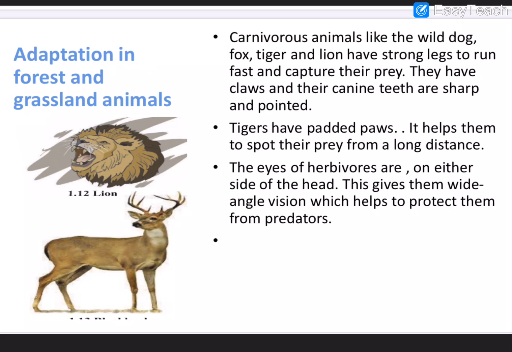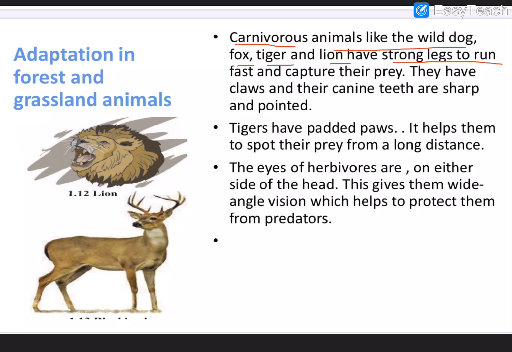Next we are going with the adaptation in forest and grasslands. In the case of plants, we have discussed adaptation in forest and grasslands, but here we are going to discuss the animals. So the carnivorous animals like wild dog, fox, tiger, lion can be seen in a forest. Carnivorous means they eat other animals.